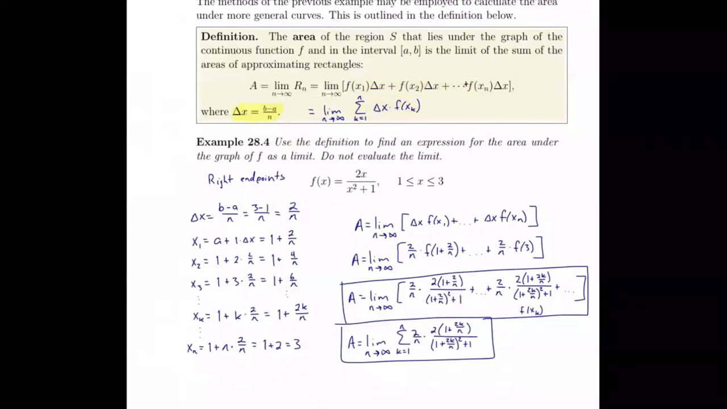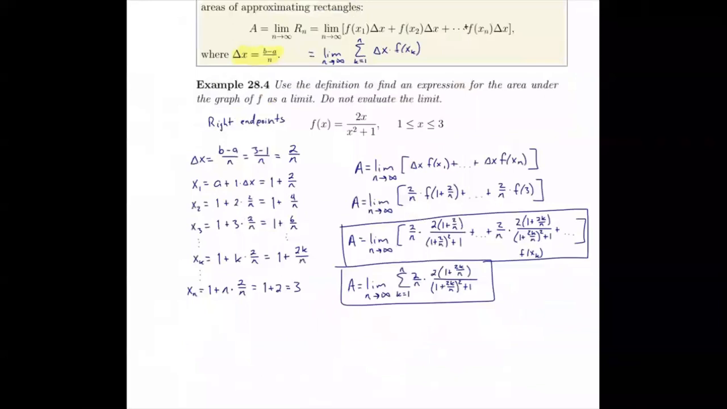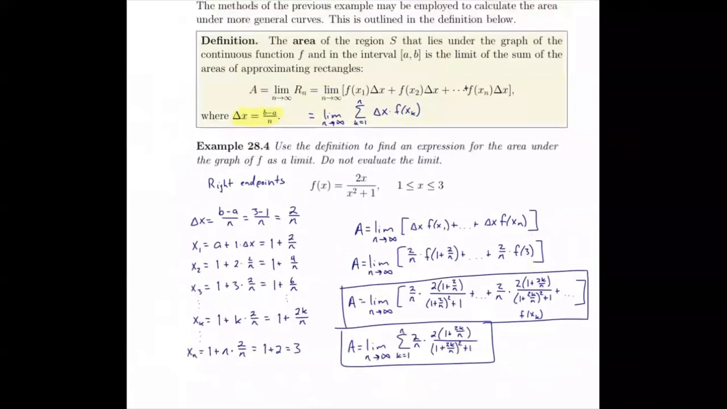Okay, so here's our function. f of x is this rational function, 2x over x squared plus 1, and we're on the interval from 1 to 3. So a to b, where a is 1 and b is 3. So we're going to use right endpoints. It doesn't really matter if we use right or left endpoints. We just chose to use right endpoints here and gave our definition that way. Left endpoints would bring us to the same situation. So we'll just stick with right endpoints.